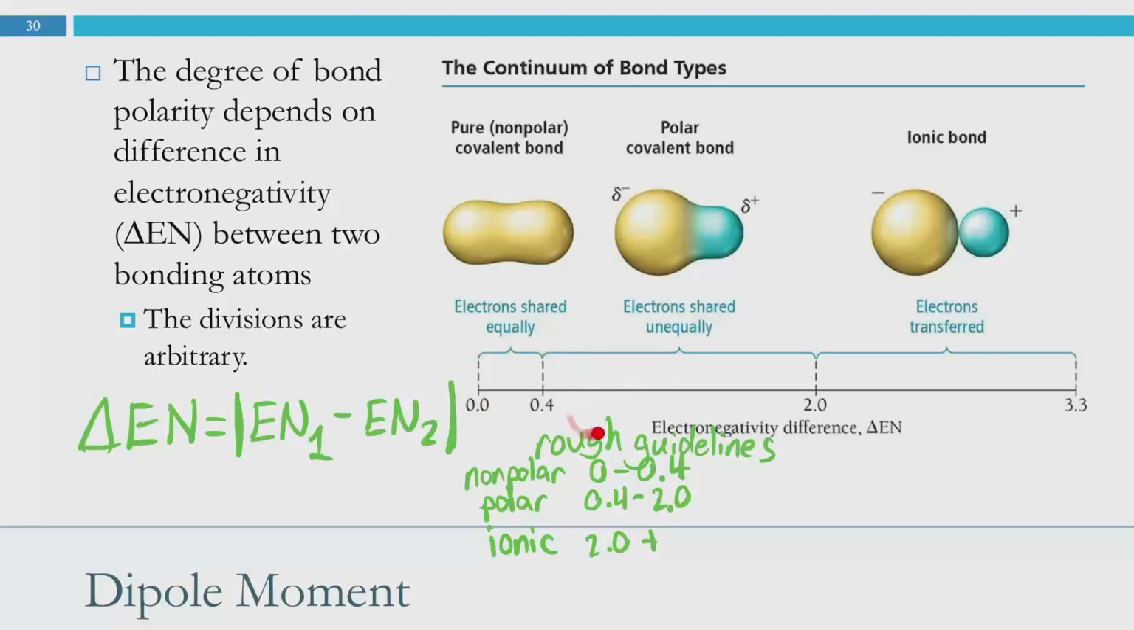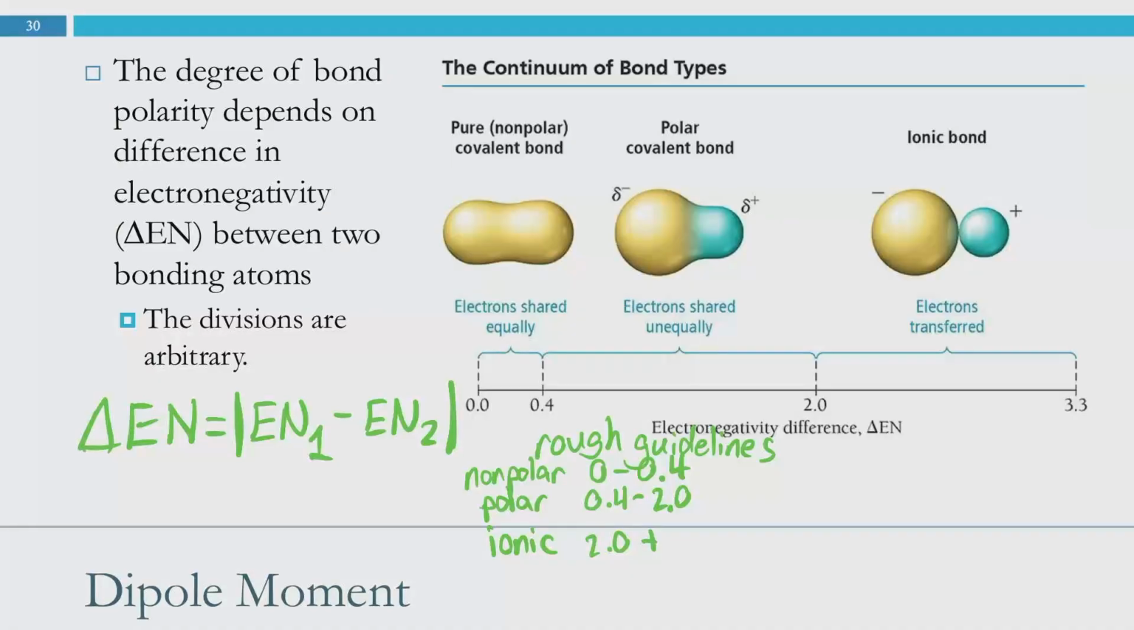Again, these are arbitrary cutoffs. They're just sort of made up. In reality, it's more of a continuous spectrum of 0 electronegativity difference being completely covalent, and as you increase the electronegativity difference, it gets more and more polar until it gets into the ionic territory.